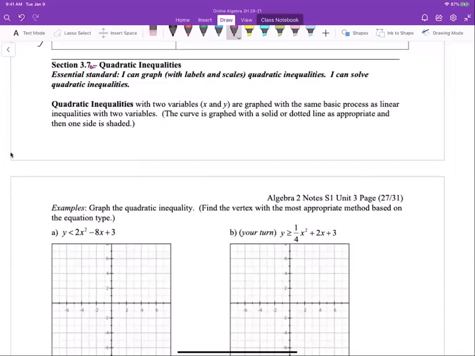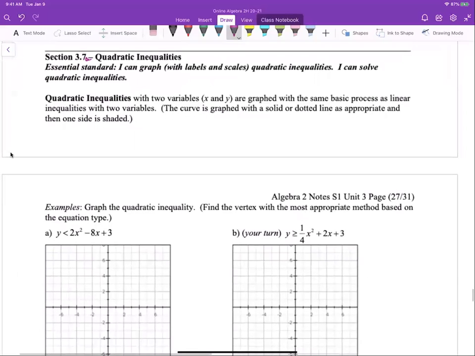inequalities. Quadratic inequalities with two variables, x and y, are graphed with the same basic process as linear inequalities with two variables. The curve is graphed with a solid or dotted line as appropriate, and then one side is shaded. So you have some experience with graphing inequalities. We're going to do the same thing, except now it's a quadratic instead of a linear equation.